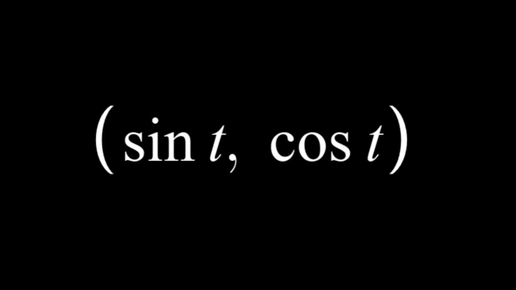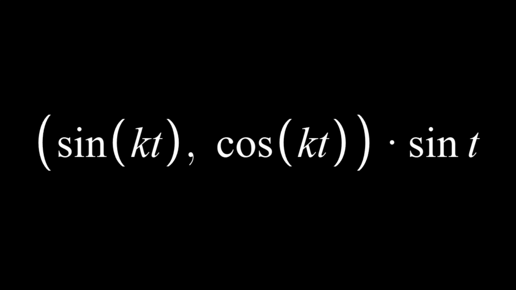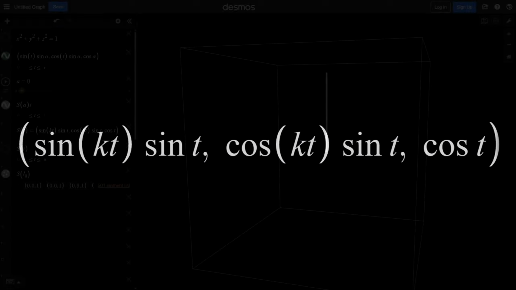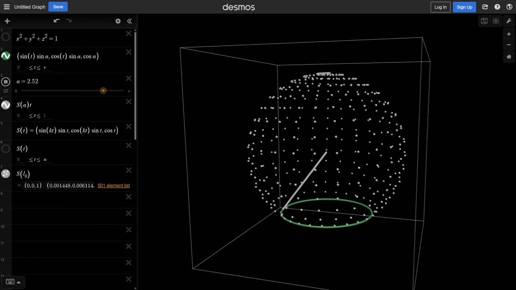The function works by first taking our formula for a circle and making it spin more frequently by multiplying t with a constant, k. Then we multiply the radius of our circle with sine of t, moving it inside the parentheses. Lastly, we simply have to add a new coordinate which will be the cosine of t. This is how it looks in action, not perfect, but gets the job done.